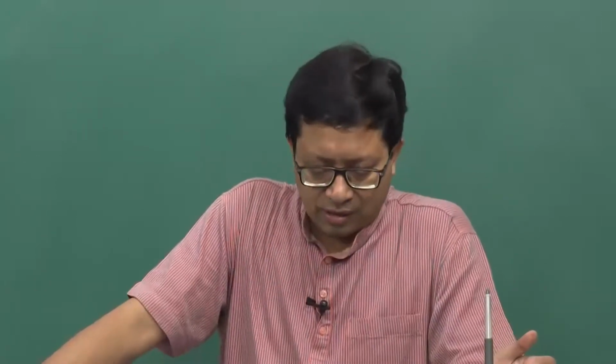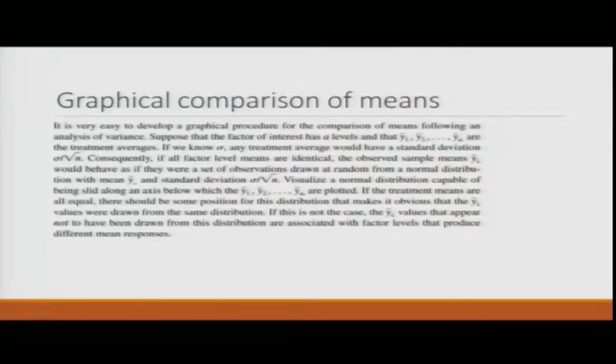If it is basically the a-th treatment, again I am repeating, please excuse me, it will be ya1 plus ya2 plus up to yan divided by n. So, those values are given. If we know sigma, any treatment average would have a standard deviation given by sigma by square root of n. This is basically the actual concept of the central limit theorem, which I did discuss among the first 7 classes, if you remember.